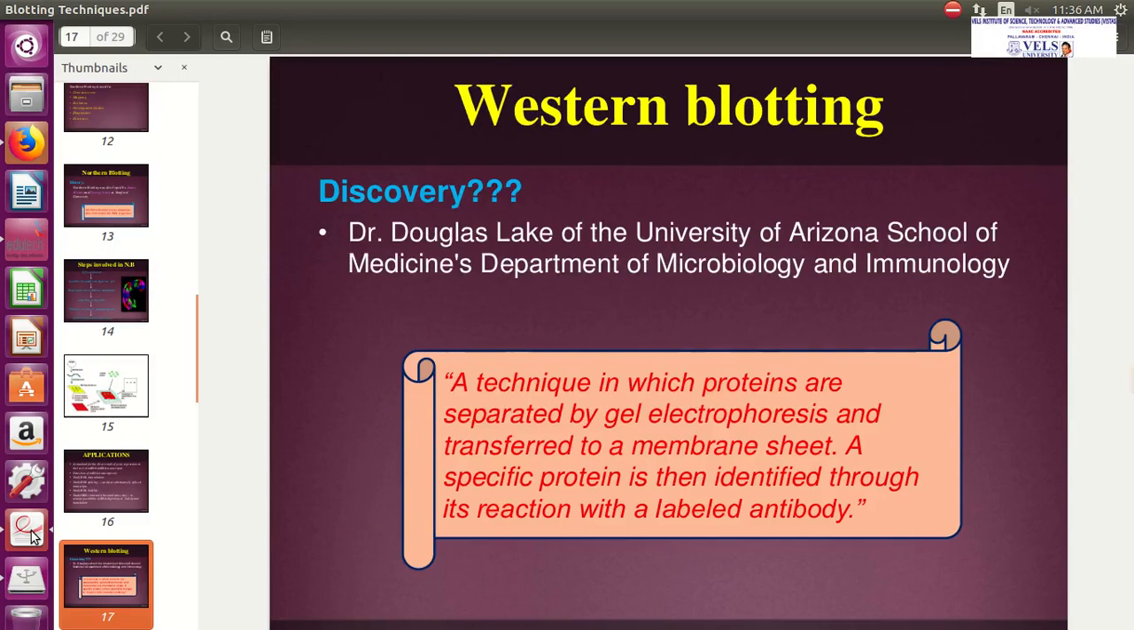Next one, Western blotting. Western blotting is used to detect proteins present in the sample. It was discovered by the scientist Dr. Douglas Lake of the University of Arizona School of Medicine's Department of Microbiology and Immunology. Here, the technique in which proteins are separated by gel electrophoresis, then moved onto a membrane sheet and labeled with the antibody.